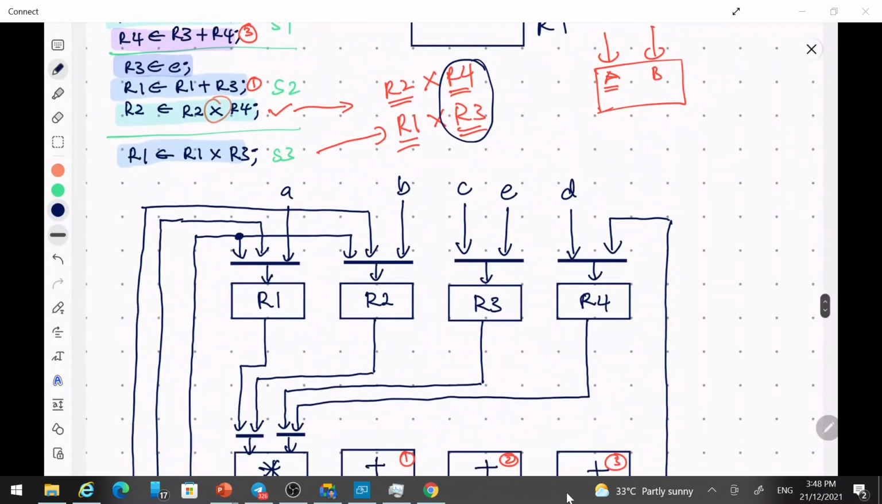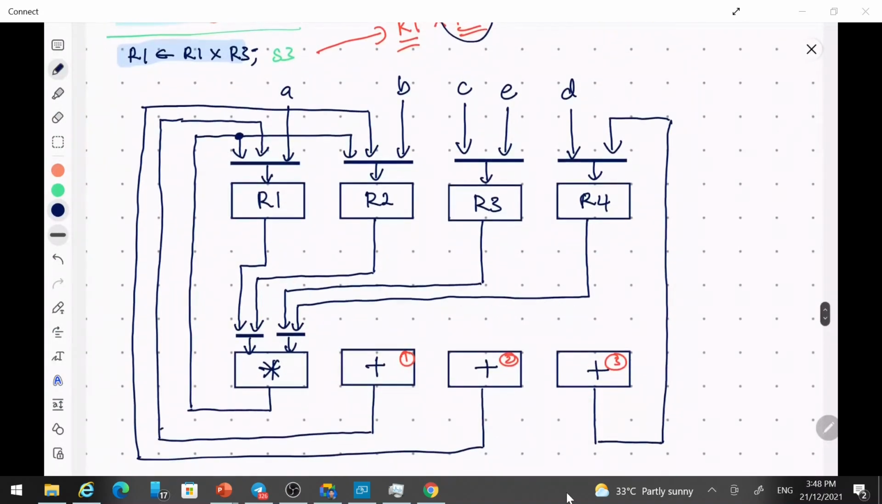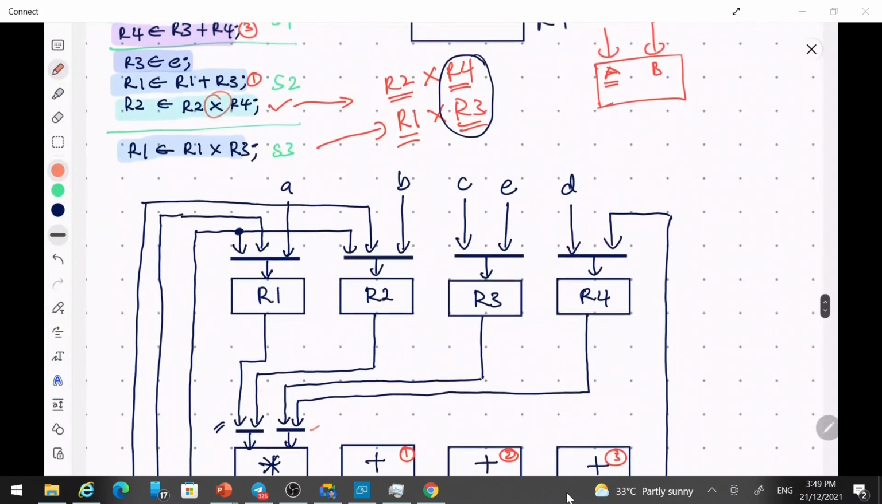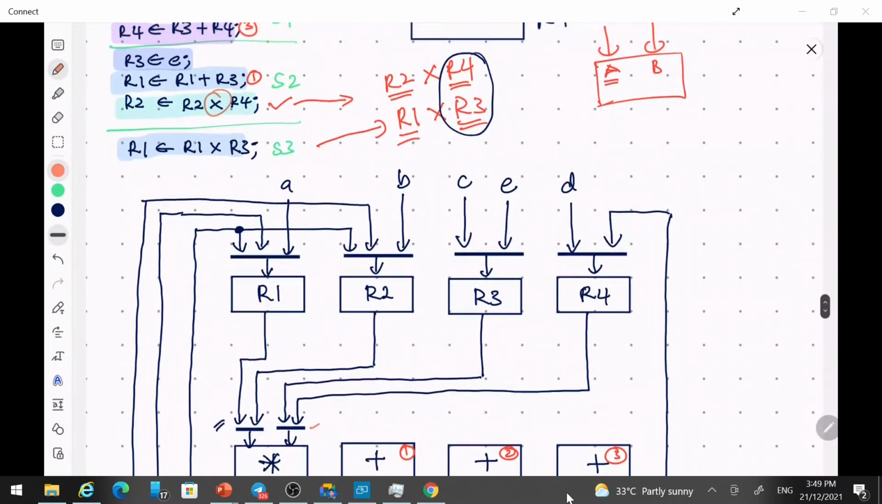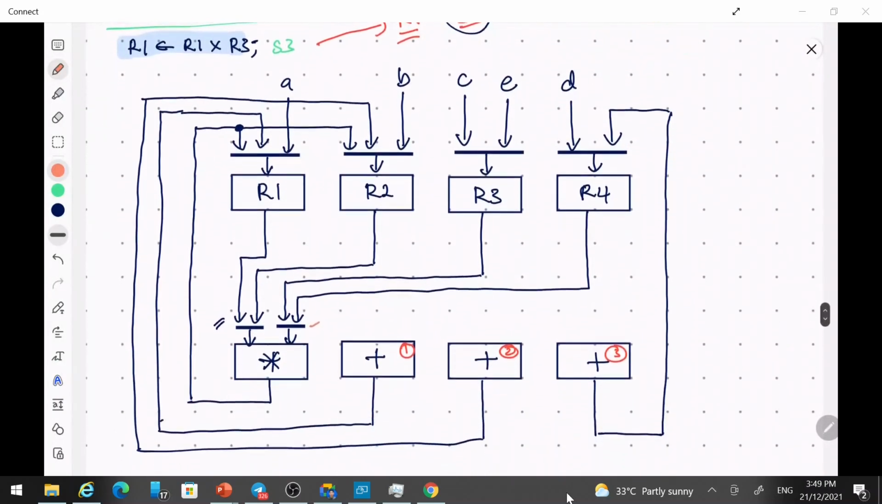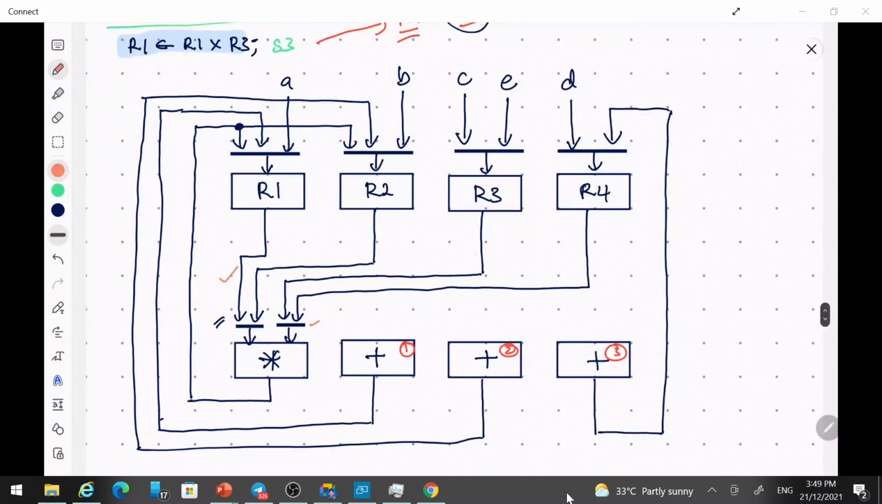So if you want to perform R2 multiplied by R4, for example, we set this select to select this signal and this select to select this signal to the multiplier. And if we want to perform R2 multiplied by R1 multiplied by R3, we select this one and this one, then we can perform that operation, right? So that is why we need a multiplexer.